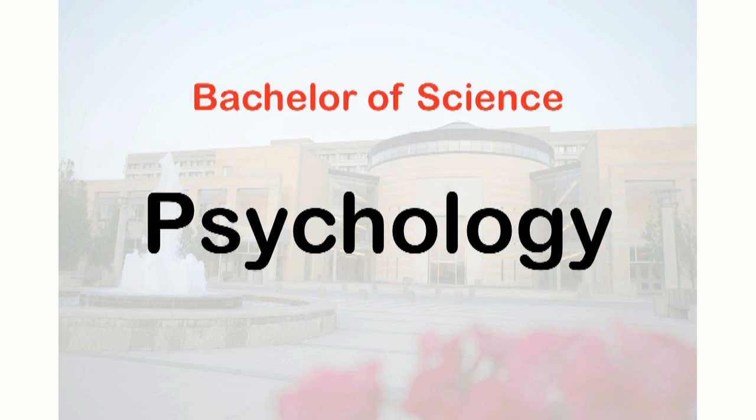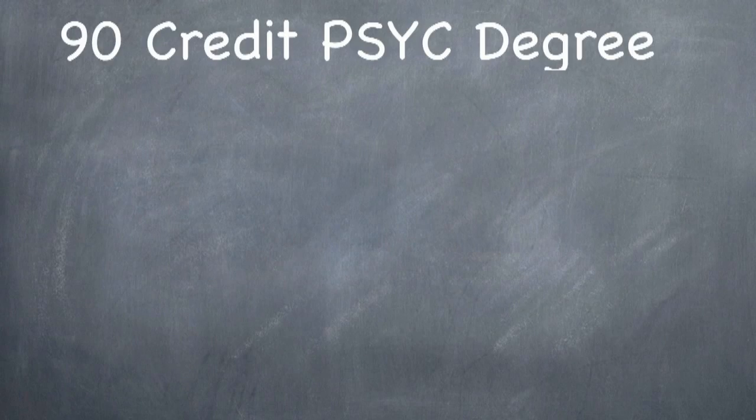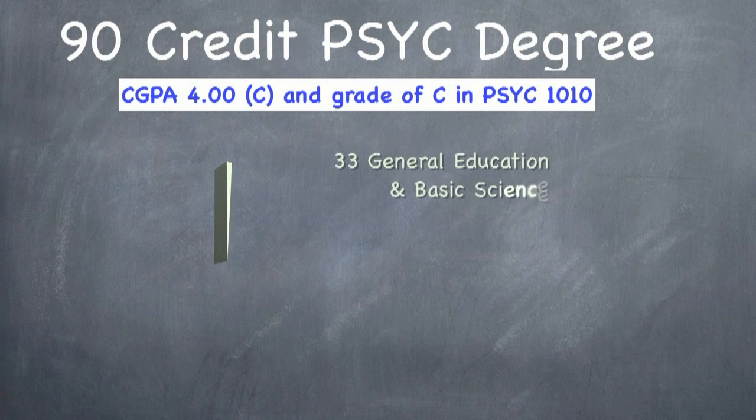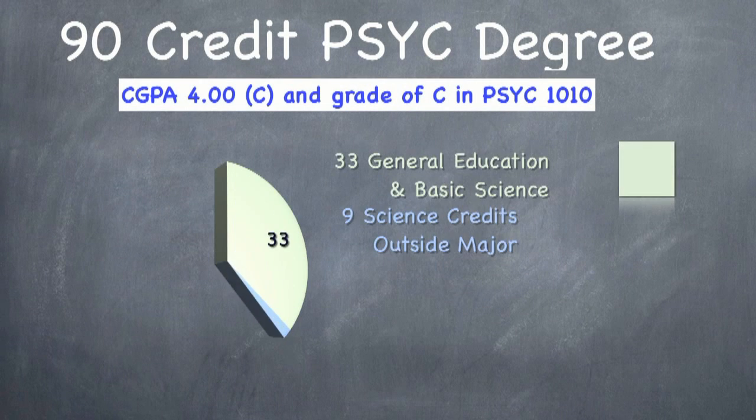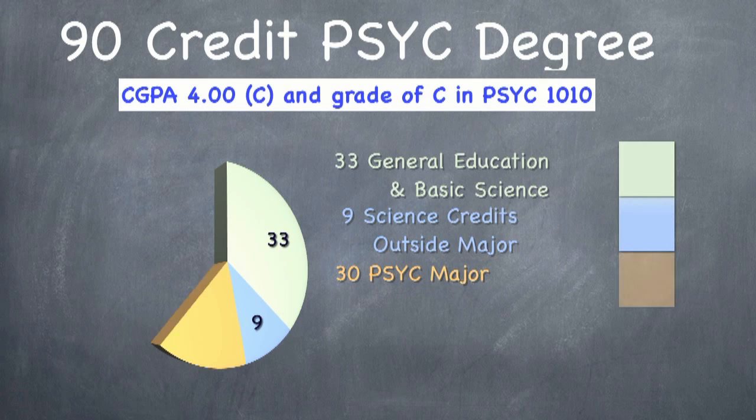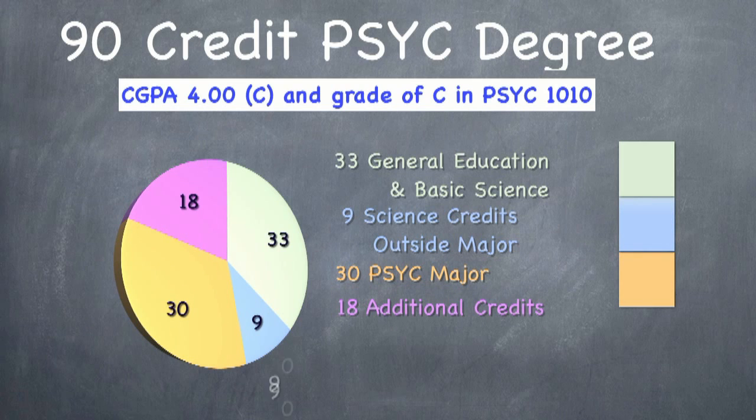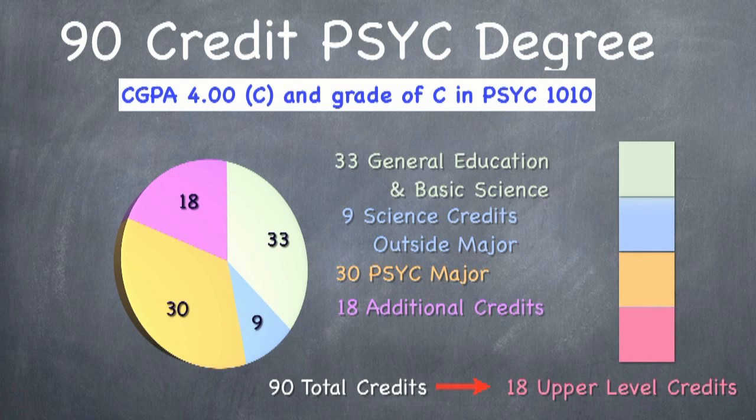Now that you know the basics of the BSc degree, let's examine your psychology or psych degree program. In order to graduate in your BSc psychology degree, you must complete a minimum of 90 credits, with an overall cumulative grade point average of 4.0, or a C. You are required to take Psych 1010. Please note that you must obtain a 4.0 or a C in this course.